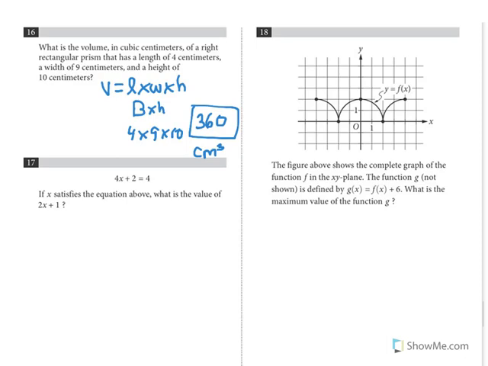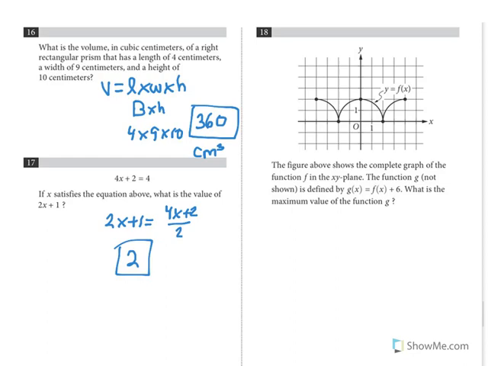All right, 4x plus 2 equals 4. If x satisfies the equation above, what is the value of 2x plus 1? Now on this one, it seems like, okay, let's solve for x and then we can substitute, but no, math eyes. 4x plus 2 is twice as much as 2x plus 1. So since 4x plus 2 equals 4, 2x plus 1 is going to equal half of that. So 2x plus 1 equals (4x plus 2) divided by 2. So 4 divided by 2, 2x plus 1 equals 2.